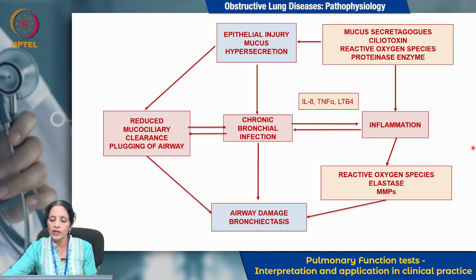So, whatever the relationship, the reduced mucociliary clearance and plugging of airway along with inflammation and chronic bronchial infection together will lead to airway damage, producing what is called a permanent dilatation of the bronchi. This inflammation again leads to reactive oxygen species and increased elastase from the neutrophils due to inflammatory cell influx, and also matrix metalloproteinases from the epithelial cell. All these things further aggravate the airway damage, resulting in bronchiectasis.